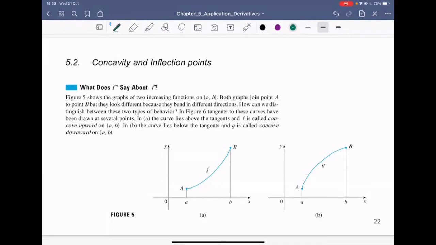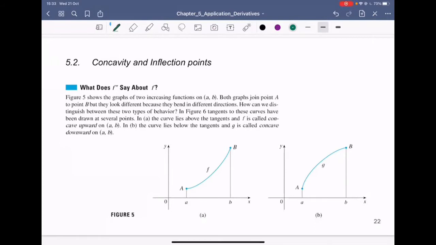All right. No questions. Sounds good. So we're going to move to section 5.2. This is supposed to be the new one for you. Section 5.2 is about concavity and inflection points. For this section, we're going to learn what the second derivative tells us about the function f.